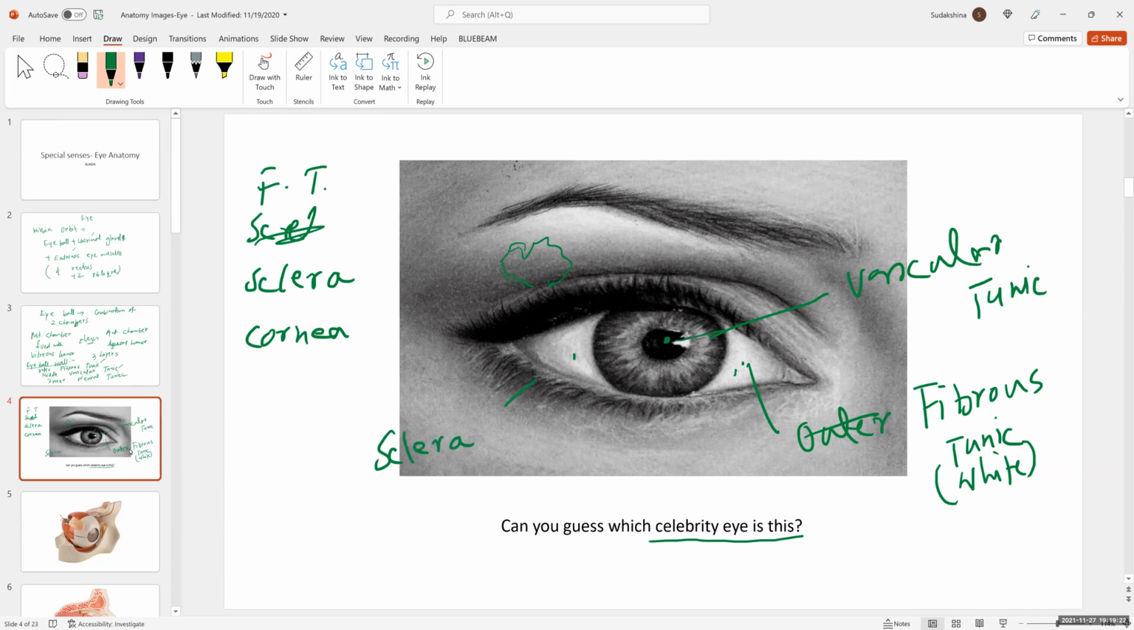If a bug hits your eye, it's not going to hit the sclera directly, but it's going to hit the conjunctiva. So what's coating the sclera, the white of the eye, is the conjunctiva. This is the outermost layer right here. If I say this layer, which layer is this? This is the conjunctiva.